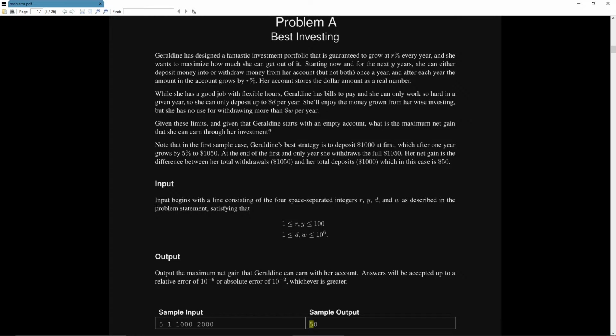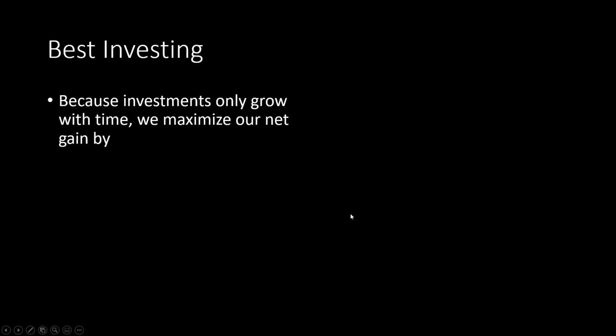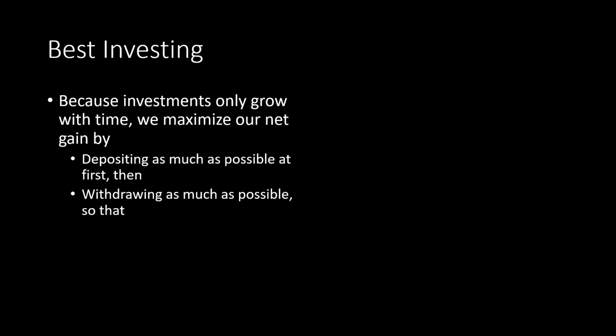Because here, we only really had 2 actions to take after 0 years and after 1 year, but we deposited first and then we withdrew, and we deposited as much as we possibly could, and then we withdrew everything that was in the account, which does suggest what you should do in a more general case. So, because our investments only grow with time, this means that our optimal strategy is going to be to deposit as much as you possibly can and then withdraw as much as you possibly can. So we end with an empty account.